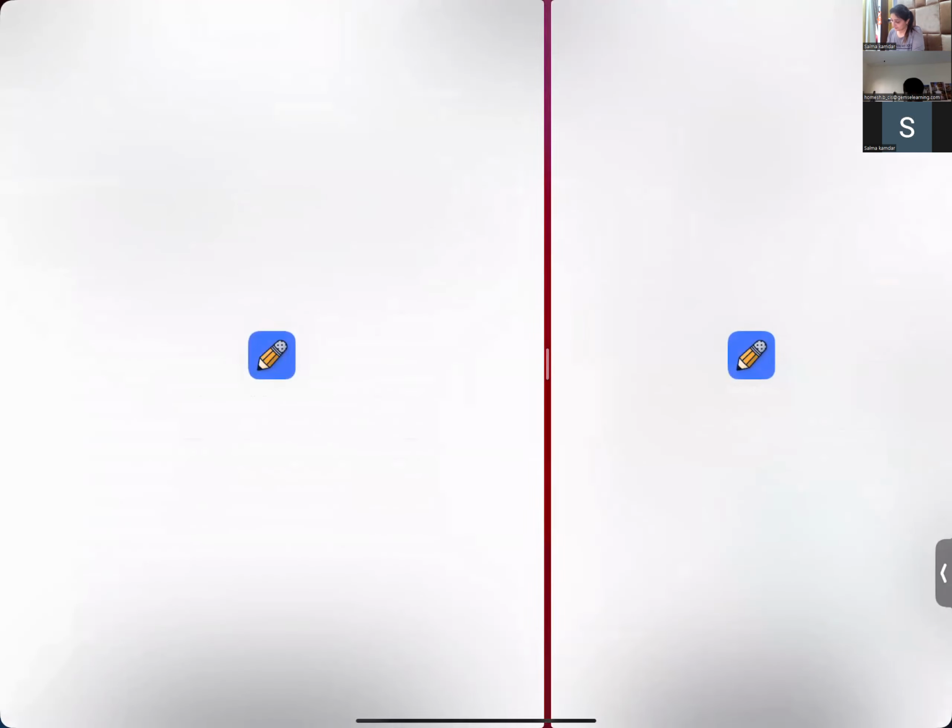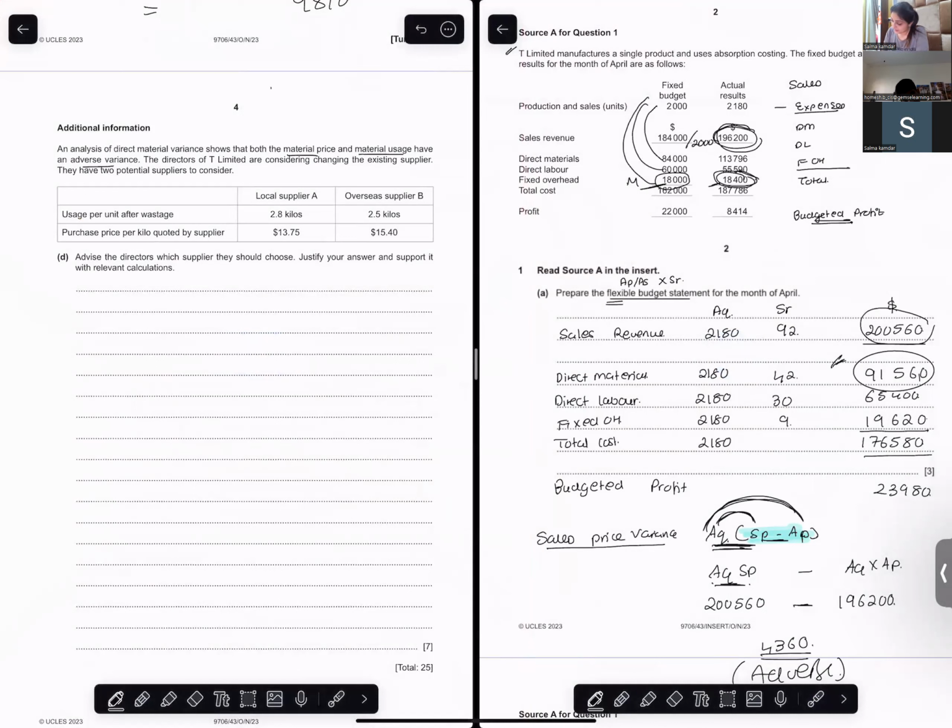Both have been understated in the budget. So even the actual price that you pay is more, and even you are using more. They're considering changing the existing suppliers. They have two potential suppliers to choose from.